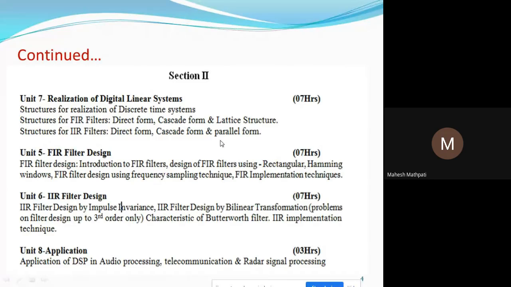Have you noted? In this Unit 7 we are going to discuss realization of digital linear systems, structures for realization of discrete time systems. There are two types: one is structures for FIR filters, direct form, cascade form and lattice structure, and the second one is structures for IIR filters, direct form, cascade form and parallel form. So these are the different types of realization we are going to discuss in this particular chapter.